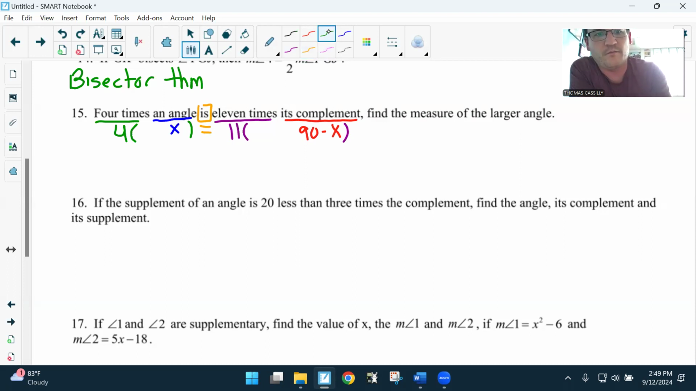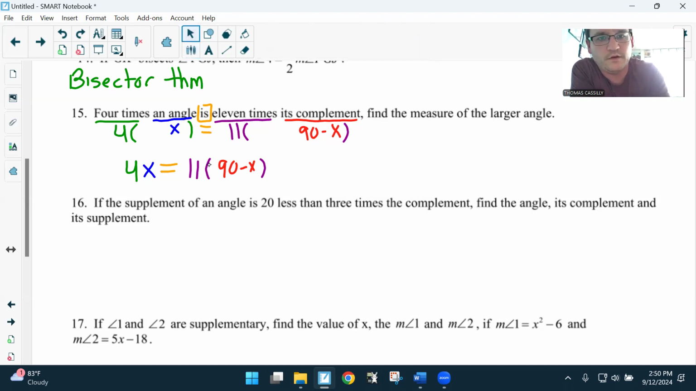We can say 4 times x is equal to 11 times 90 minus x. All right, so now, standard solving from here, we're not even doing geometry anymore. This thing is an algebra problem. So how do we solve this? We're just going to do what we always do.